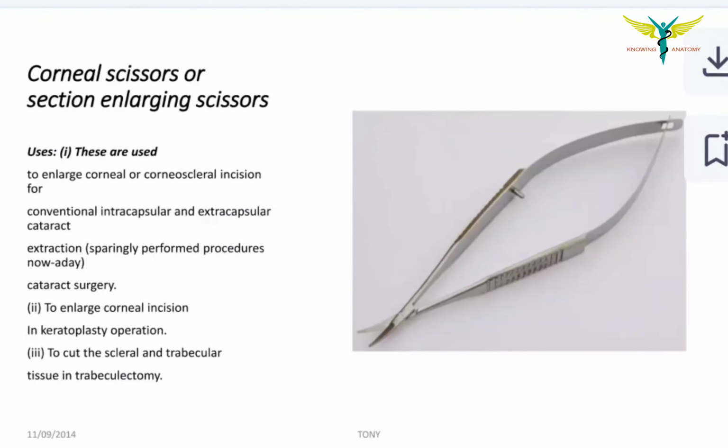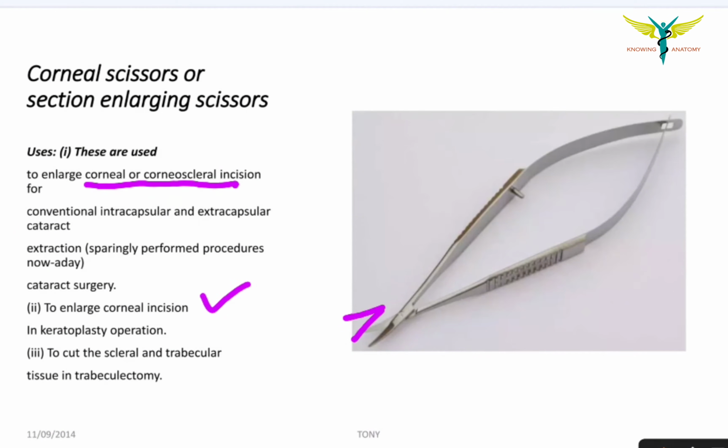Corneal scissors or section enlarging scissors. You can note these look like scissors and they have no angulation. These are used to enlarge corneal or corneoscleral incisions for conventional intracapsular and extracapsular cataract surgeries, to enlarge the corneal incision during keratoplasty operations, and to cut the scleral and trabecular tissue in trabeculectomy.